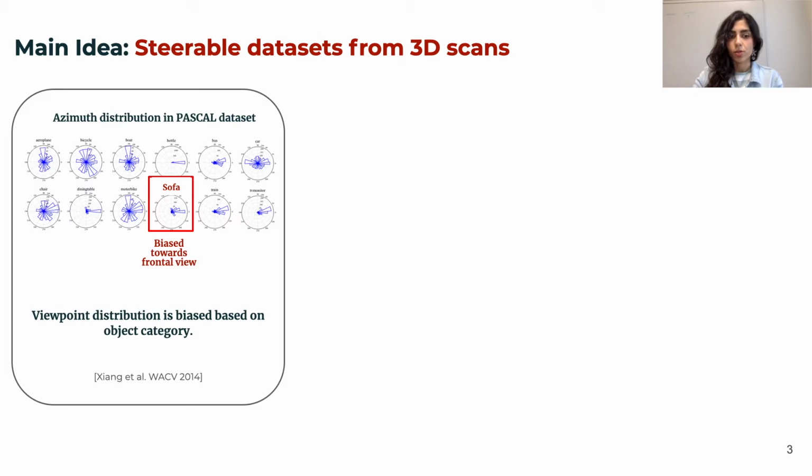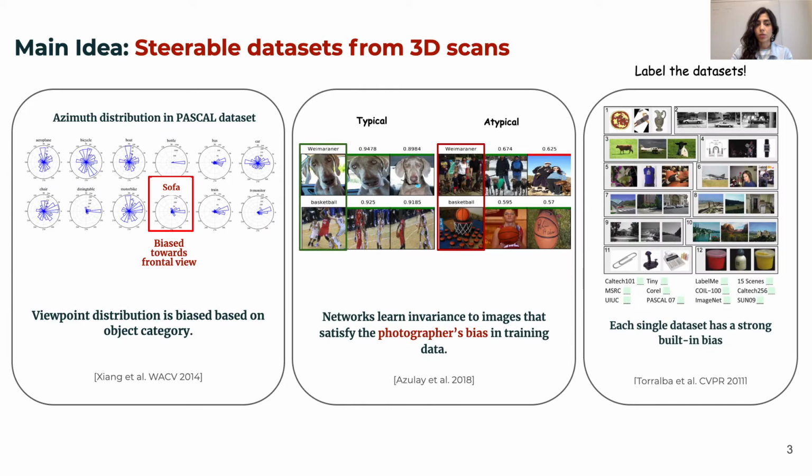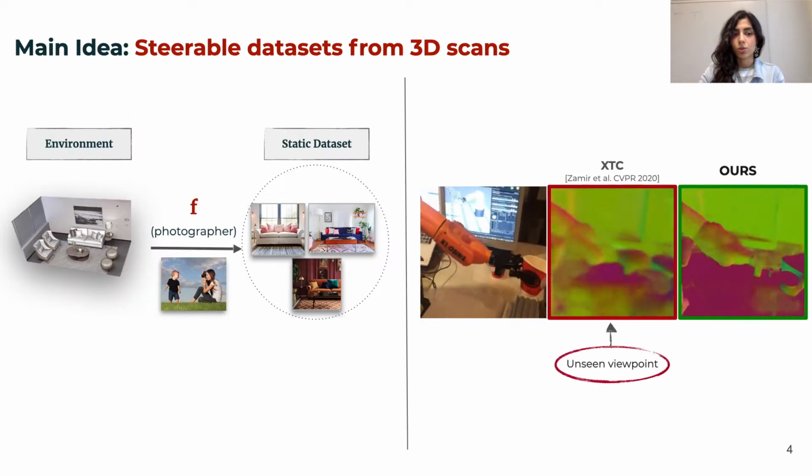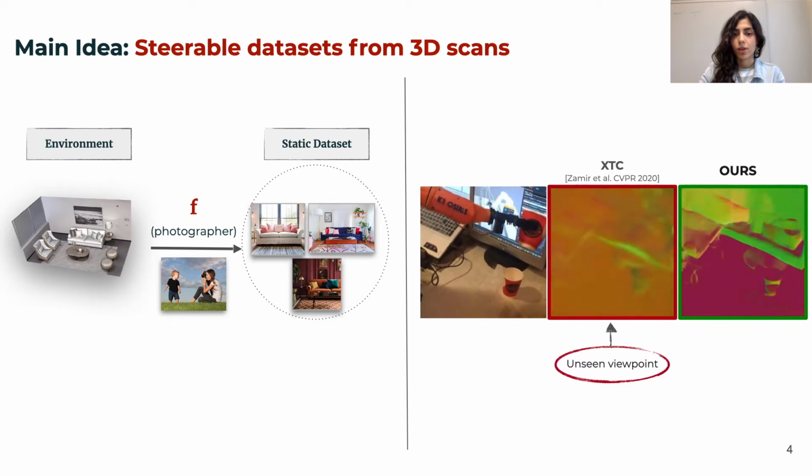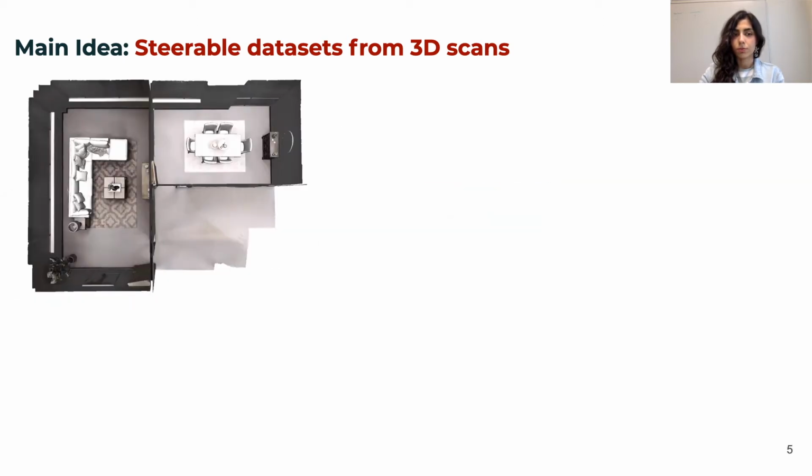These static datasets contain object annotations for a specific and limited number of viewpoints. For example, viewpoint distribution is biased based on object category among Pascal images. There are very few images with side view of a sofa. Lots of other papers have also found that these datasets encode all types of hard-to-control biases, such as photographer's bias, selection bias, and so on. This will lead to poor generalization of a model to novel situations, in this case to an unseen camera viewpoint.